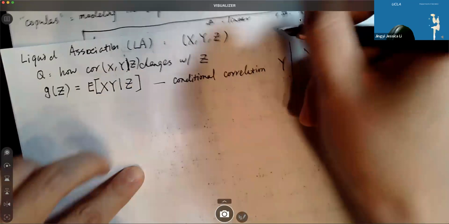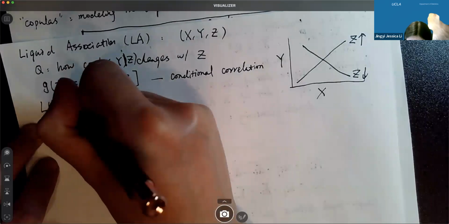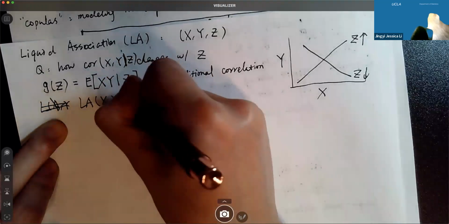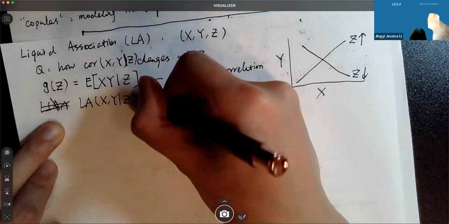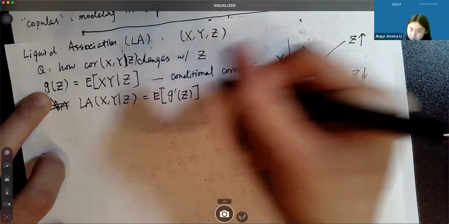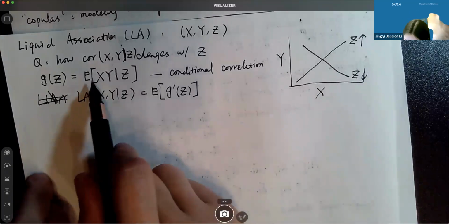Okay, and the liquid association of X and Y given Z is defined as the expectation of this G function's gradient or derivative at Z. So it evaluates how fast this G changes as Z changes. If it changes fast, then it suggests that the correlation of X and Y changes a lot as Z changes. Then we find this triplet. So that's the definition.